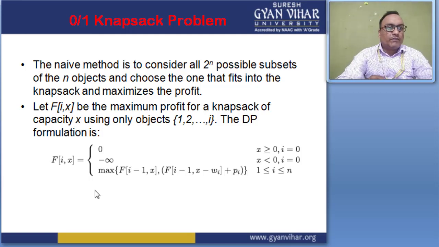Here is the formulation of the function: F(i, x) equals 0 if i equals 0 and x is greater than or equal to 0, minus infinity if x is less than 0 and i equals 0, and otherwise the maximum of F(i-1, x) and F(i-1, x minus Wi) plus Pi. Here i ranges from 1 less than or equal to i less than or equal to n. So this is the knapsack problem relation for this case.